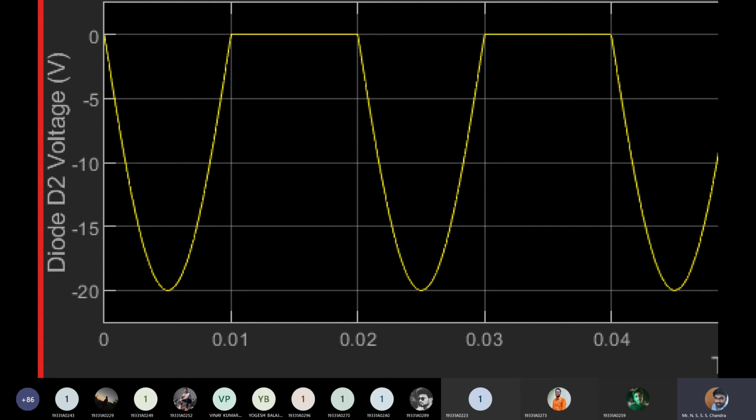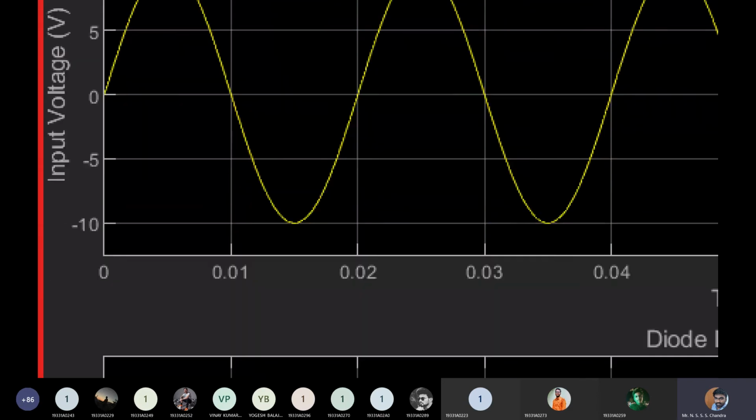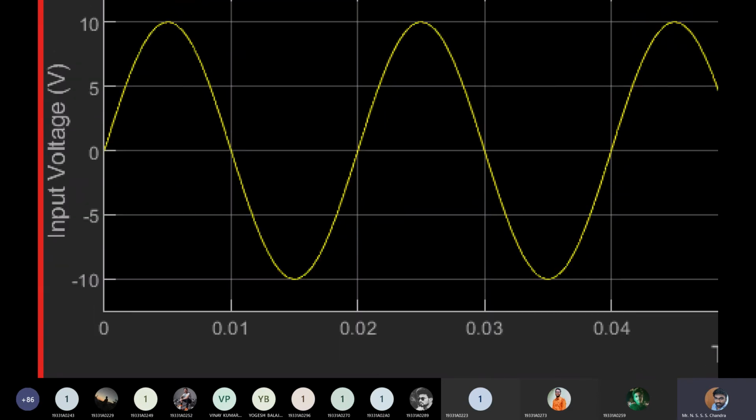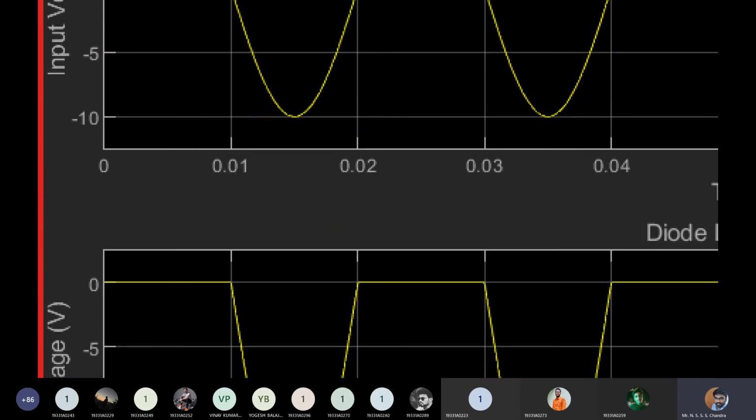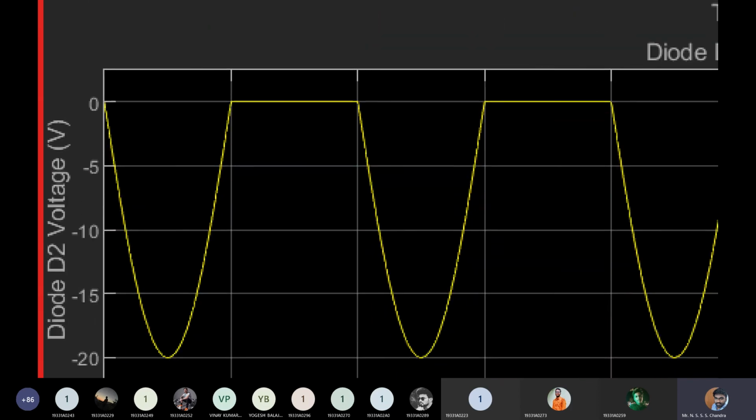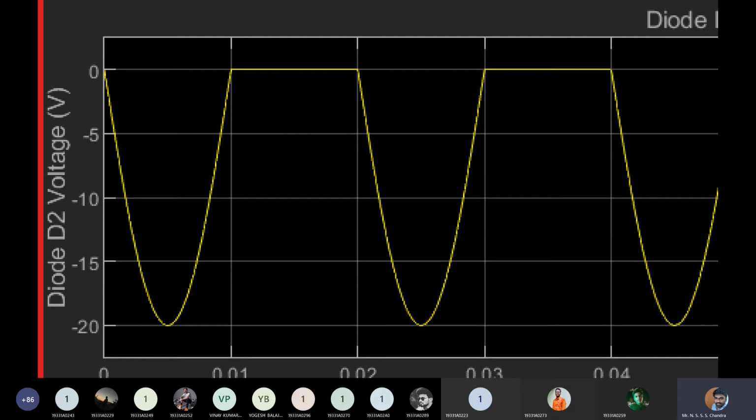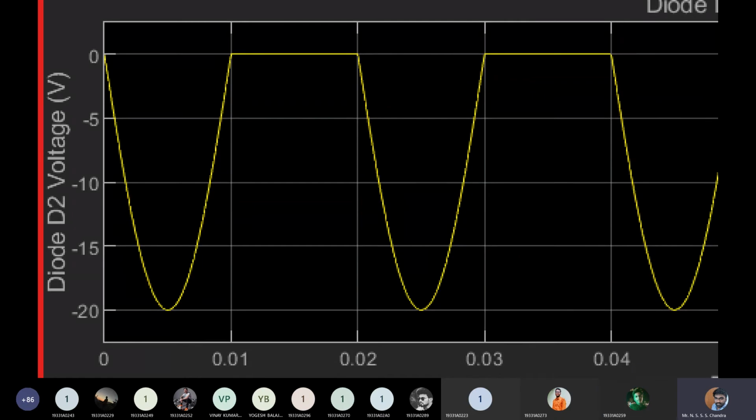And then for the negative half cycle of the input, that is between 0.01 seconds to 0.02 seconds, now tell me the diode D2 voltage value. It is 0. It means that for the negative half cycle of the input voltage, your diode D2 is in forward bias condition and it is acting like a closed switch, or an on switch. It is acting like a short circuit, because of which the voltage across the terminals of your diode is equal to 0.